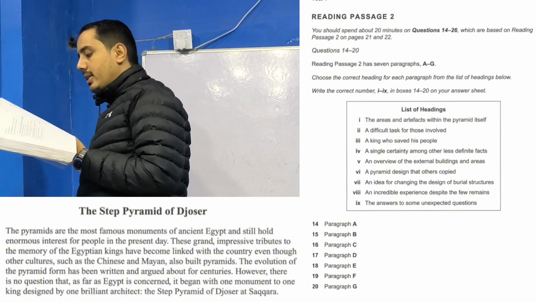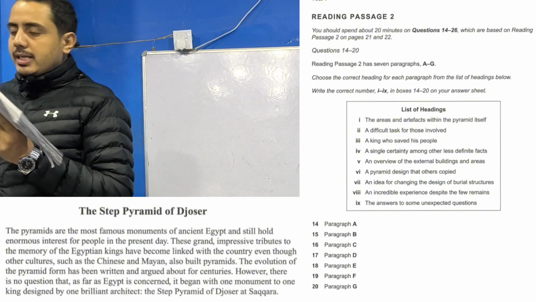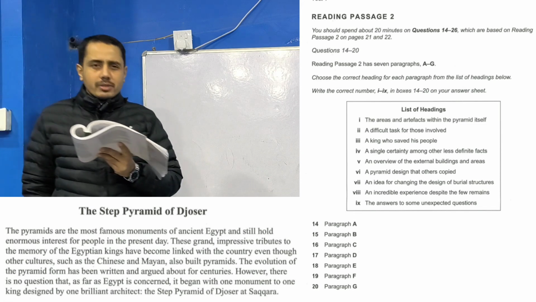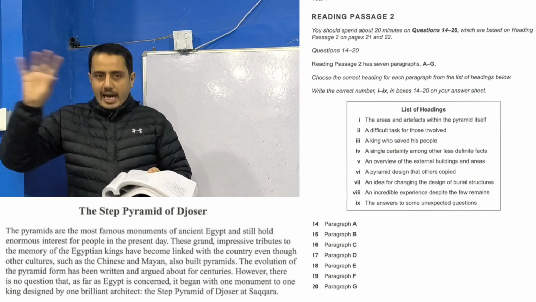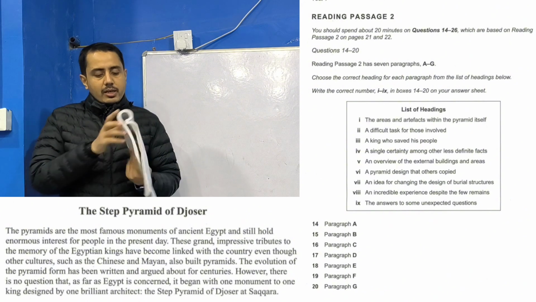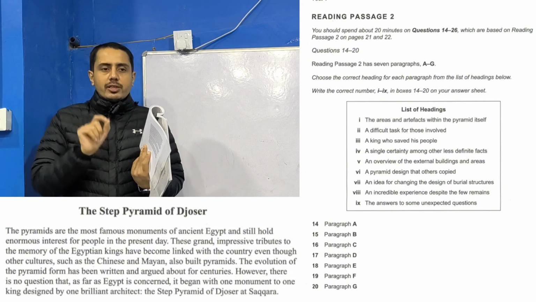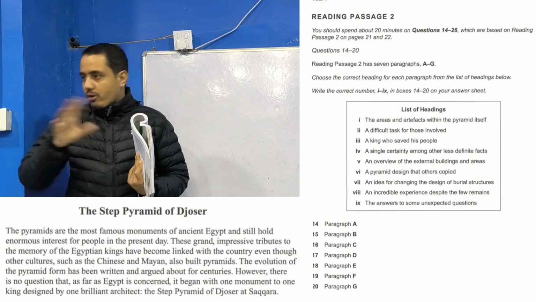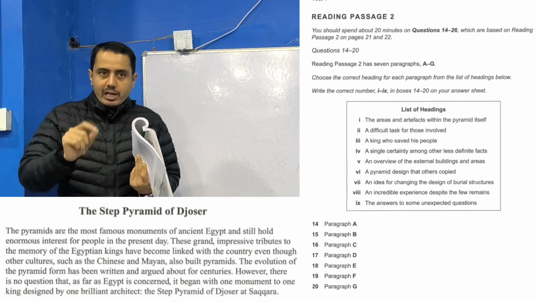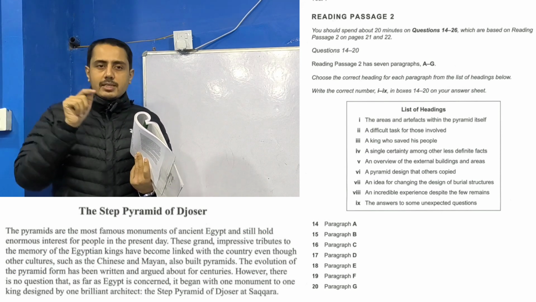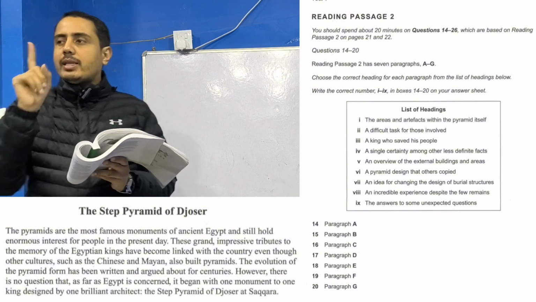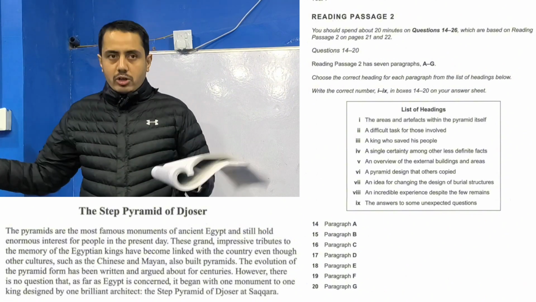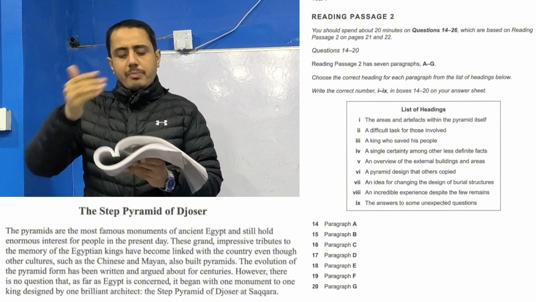Number 4, a single certainty among other less definite facts. If you think about it, other less definite facts means there are some facts which are not sure. Like here earlier it says the evolution of the pyramid has been argued. We are not sure about it. But we are sure about one thing, that in Egypt this is the first pyramid. So this fourth point, a single certainty, means one thing is certain, other things are not certain. Maybe, let's keep on going.